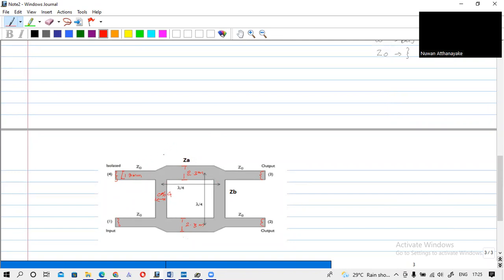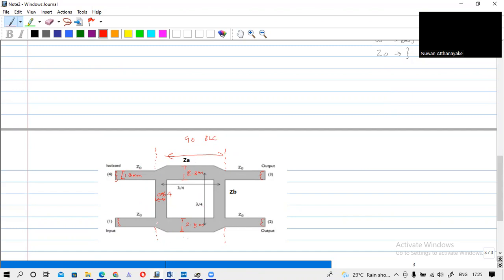Now we have to calculate the length of this transmission line. For a branch line coupler, this length is very important. We basically have three lengths: the high impedance line length, the low impedance line length, and also the transmission line length. This is a 90-degree BLC, branch line coupler.